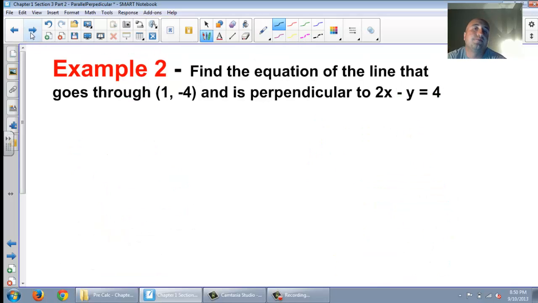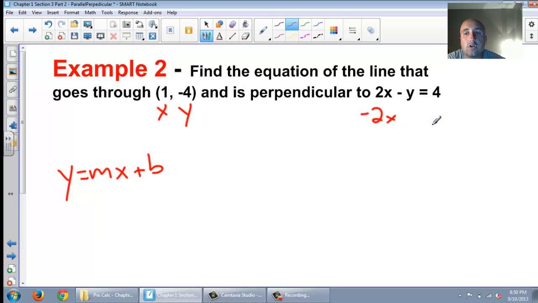Moving on to example 2. It says find the equation of a line that goes through (1, -4) and is perpendicular to 2x minus y equals 4. Right off the bat, they give us an x value, a y value, and an equation. Once again, I'm going to start with y equals mx plus b, and we need m and b. The only thing I can get right now is a slope from our equation.